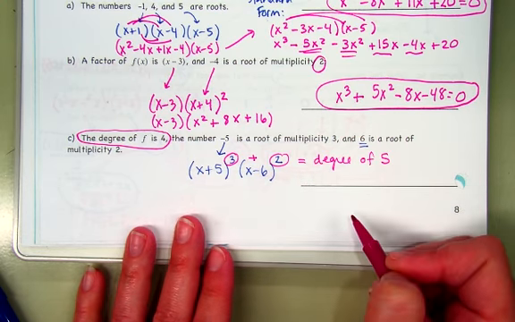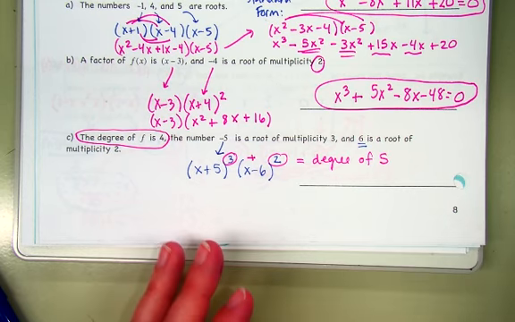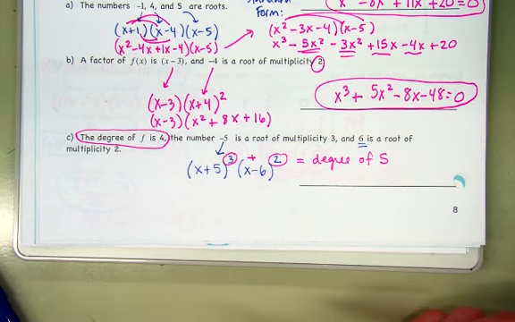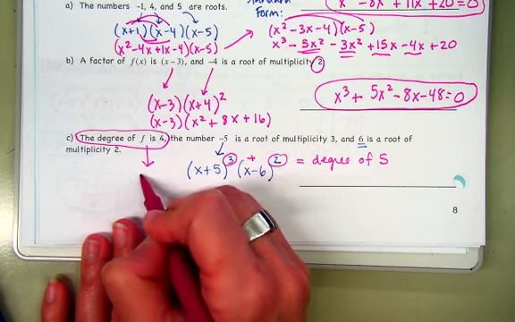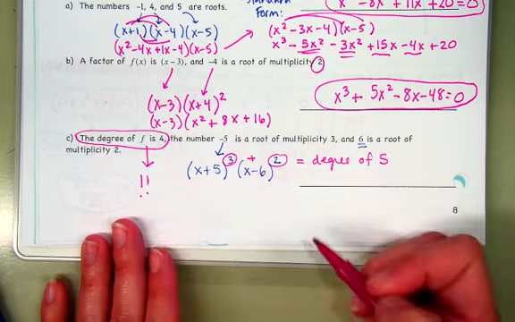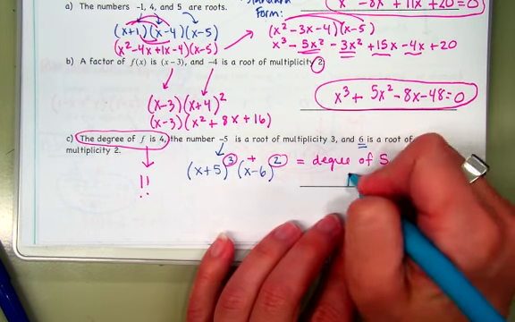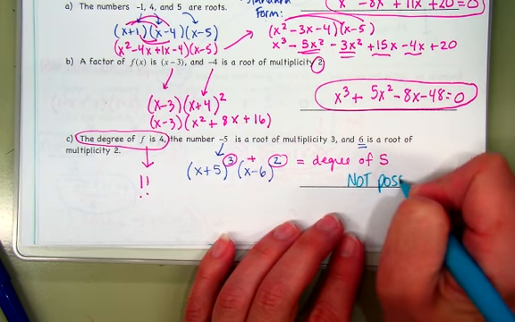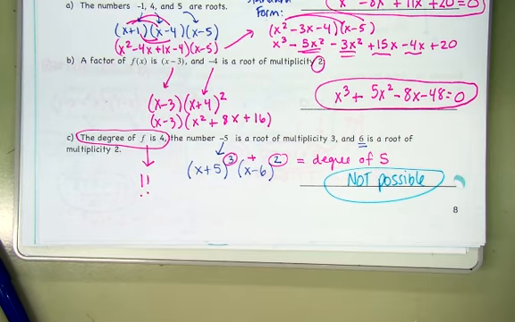Because you technically have 5 roots, right? You've got one with a multiplicity of 3 and another one with a multiplicity of 2. So you have a degree of 5, but it said the degree is only 4. So is this a possible question? No, not possible. Okay, so sometimes they'll give you ones that are impossible, and that's it.